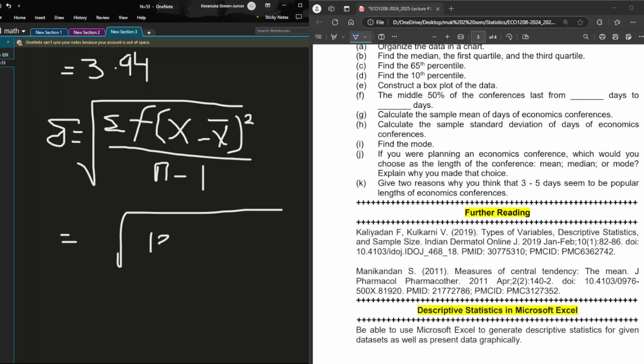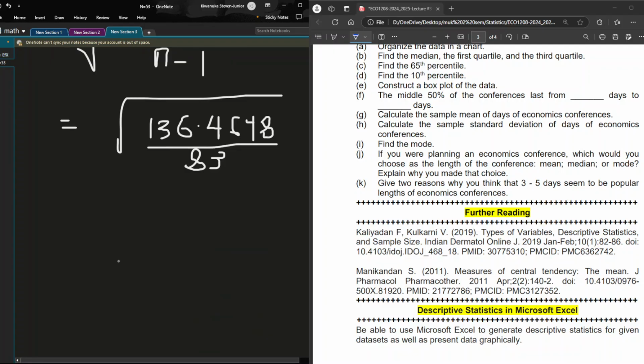That is 136, 46, 48, divided by 83. And we get the standard deviation as 1.28.